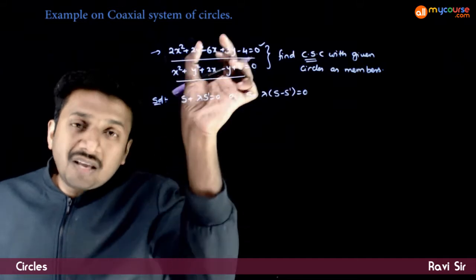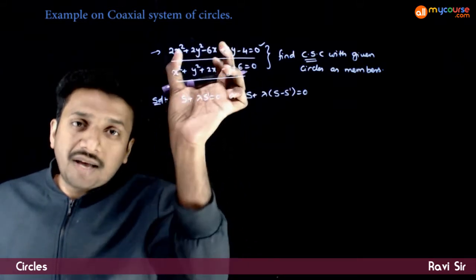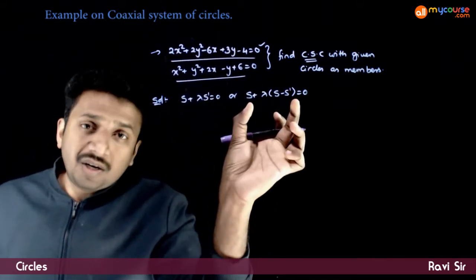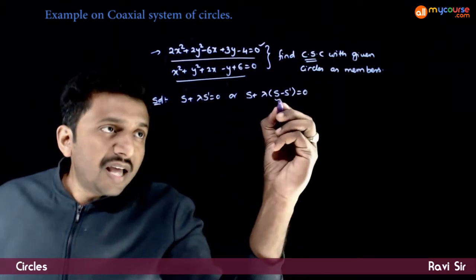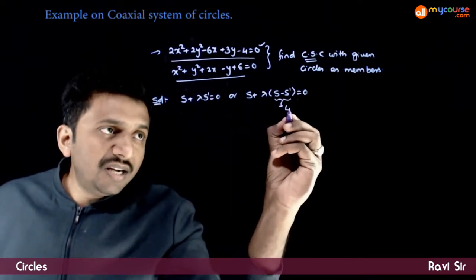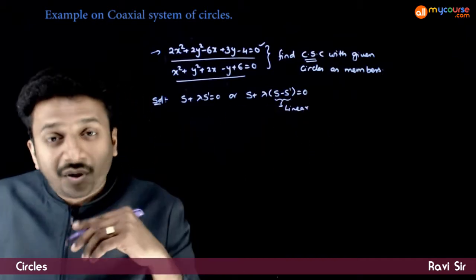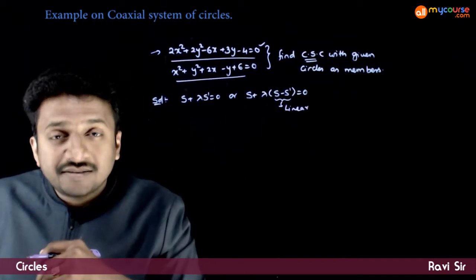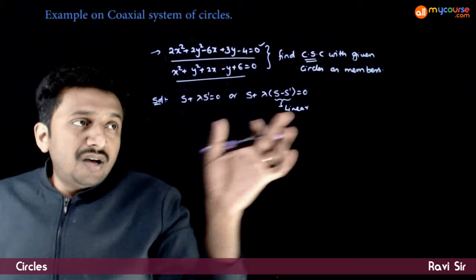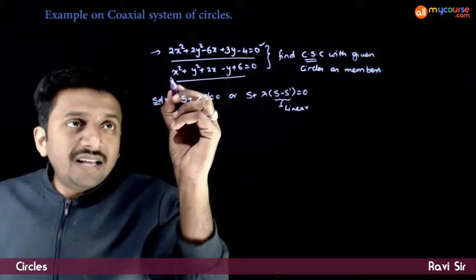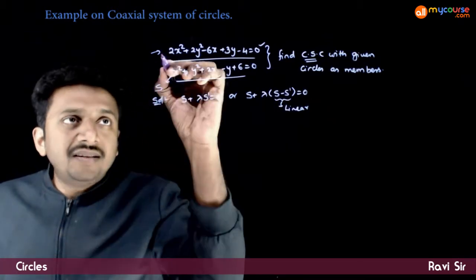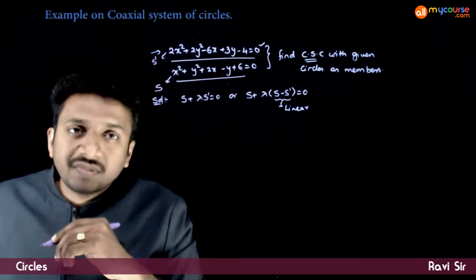This formula can be generally used, even without conversion. But to use this formula, s minus s dash has to lead to a linear equation, because that is the equation of radical axis. So I'll try to use this equation. I'll take this as s and this as s dash.